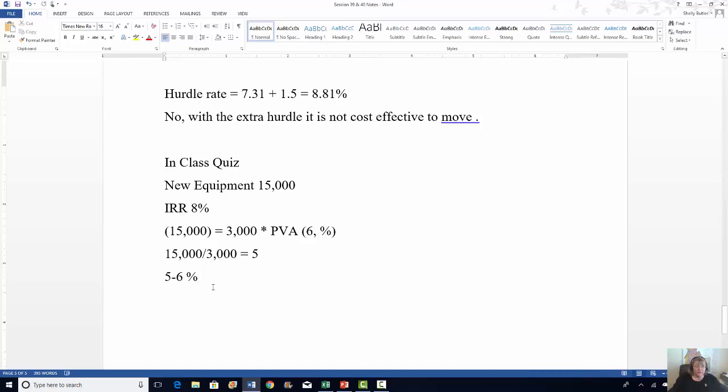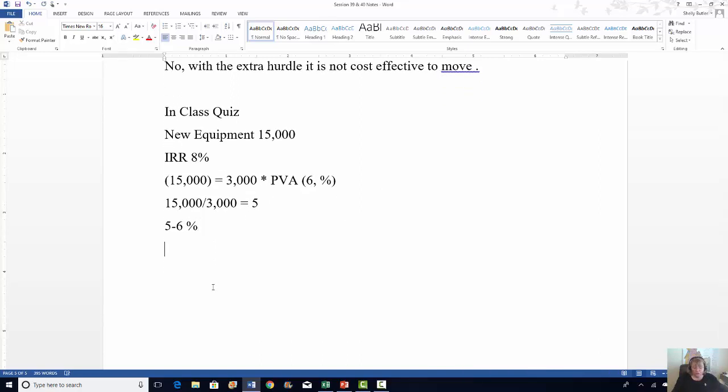You just take the 5%. No. It's not close to the IRR, to the internal rate of return. So it's not a good investment. Okay, so we won't do that.